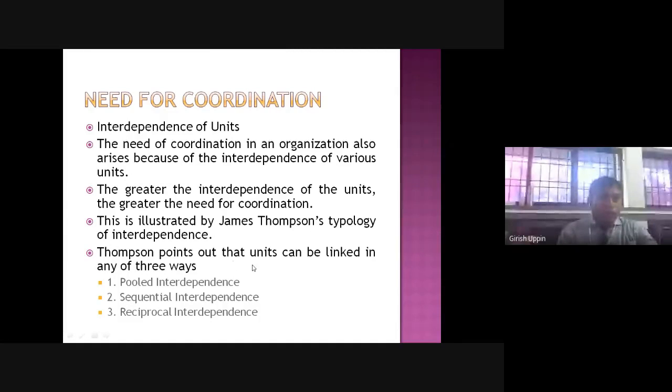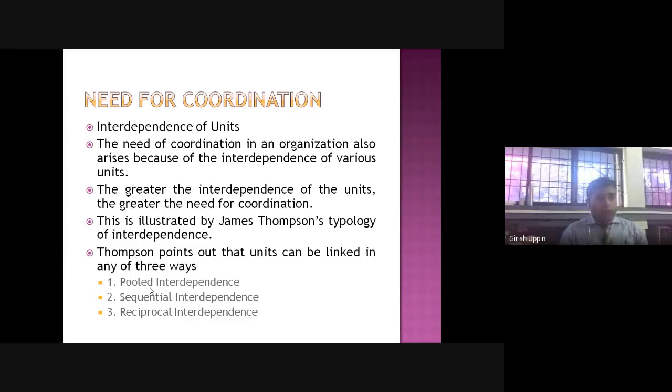Thompson points out the units can be linked in any of the three ways. One is pooled interdependence, sequential interdependence, reciprocal interdependence. Pooled is what? When we have a group of people, when it is pooled, whatever the interdependency they have, that is called as a pooled.